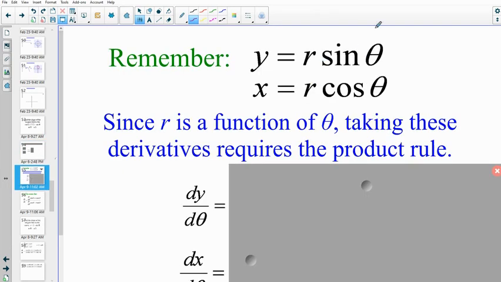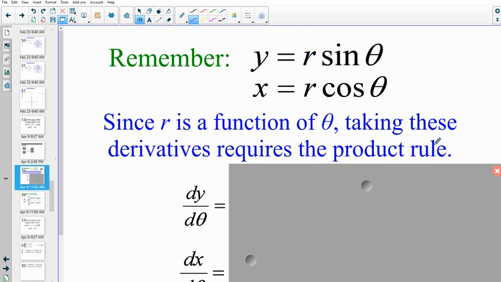If I have r and theta values and I need x and y values, y is r times sine of theta, x is r times cosine of theta. And so when I'm trying to find change in y over change in x, I want the derivative of this, dy d theta over dx d theta. But because r is a function of theta, we're going to have some product rule.